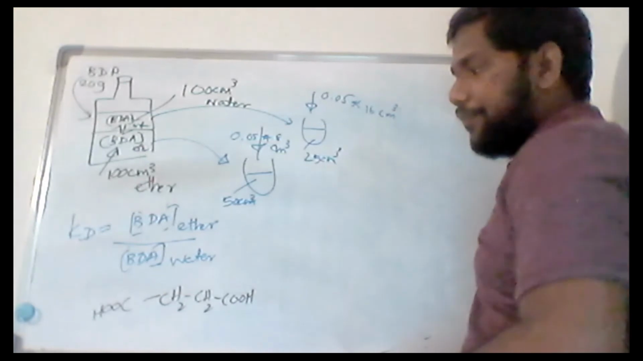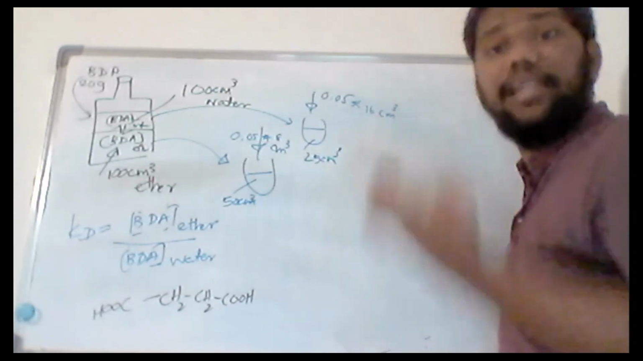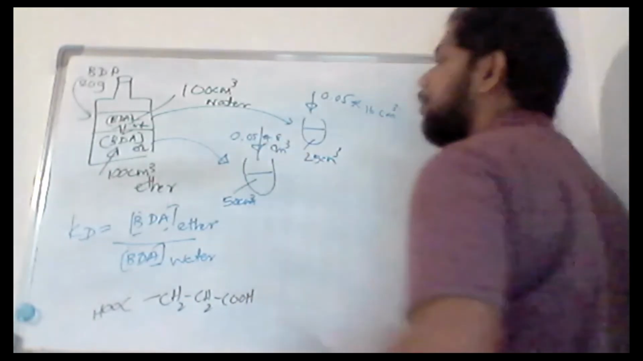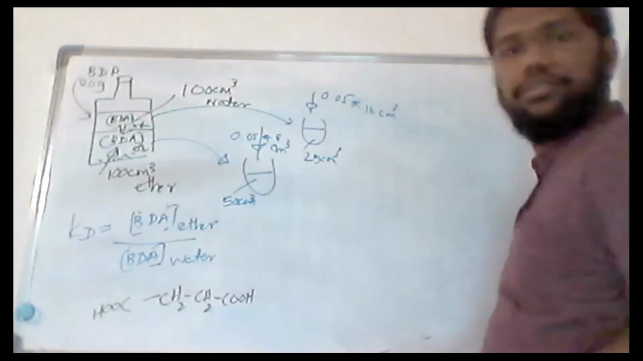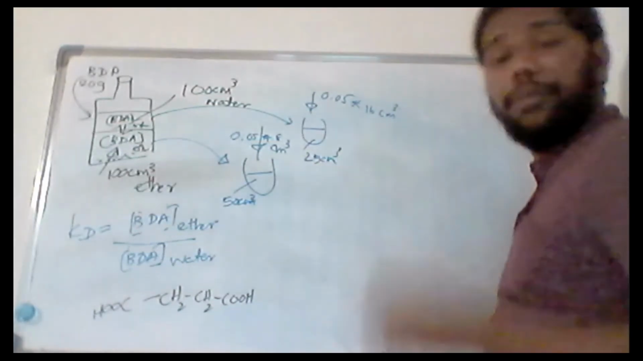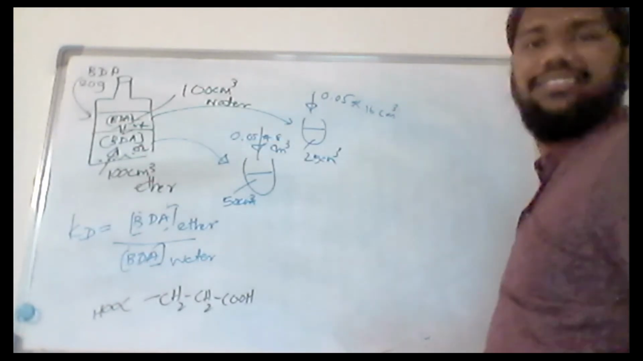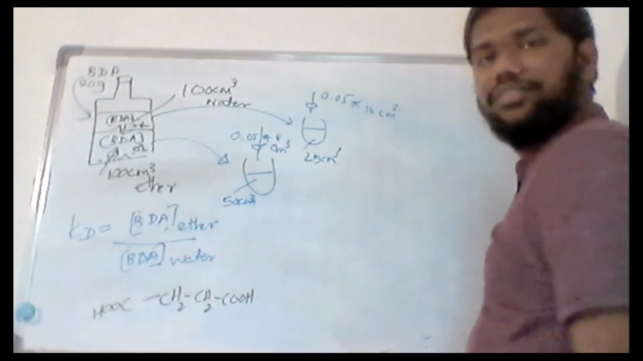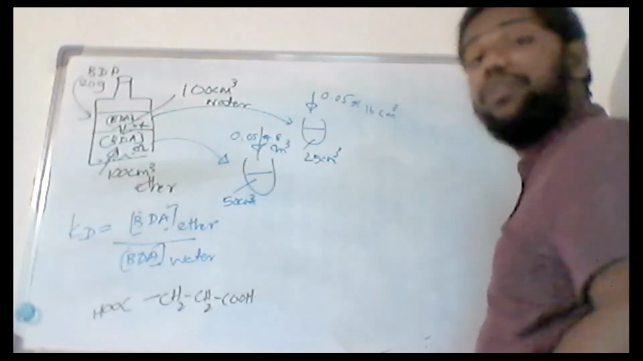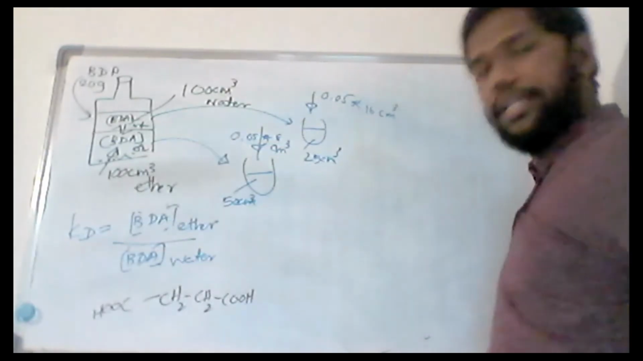That is why they have mentioned that in the ether layer, there is only a small amount of this BDA remaining. Because ether is purely organic, non-polar, but this compound is more polar than showing its organic properties. So here, the polarity is very high.